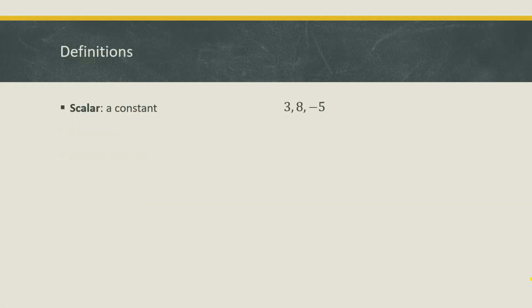So, some definitions. First of all, a scalar is simply a constant. Just think of any number: 3, 8, -5, 1/2, 7/10, it doesn't matter. Any number, it's just a scalar, it's just a quantity.